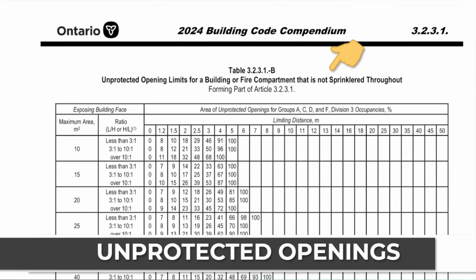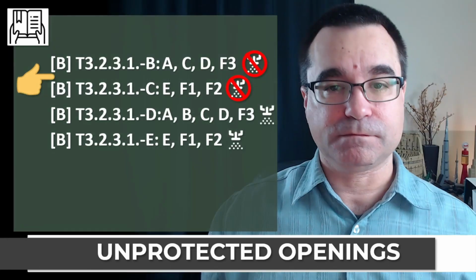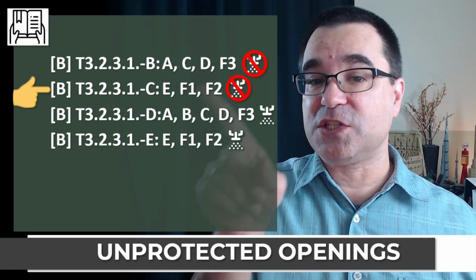So here's table 3.2.3.1b. Do you see how in the title of that table it specifically says not sprinklered, okay? And then in the heading of the table, it identifies exactly what major occupancies are allowed to use this table: A, C, D, and F3. Make sense? Okay, so let's look at the C table.